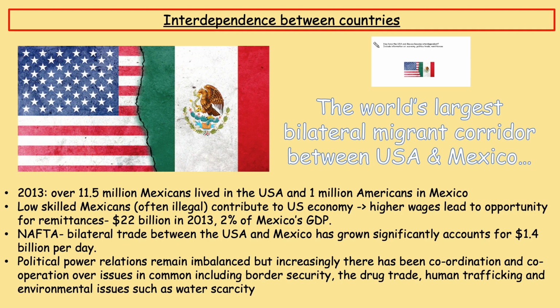So here, politics are trying to come to agreements over things like border security, the drug trade, human trafficking and environmental issues. If you have a look at the Colorado River Basin, you can have a look at, well, how has management between the 2 nations manifested itself, because it's a really good example. So if you look in your textbook, page 235, it tells you a website to go and have a look at for that.